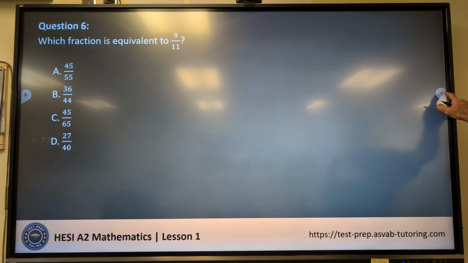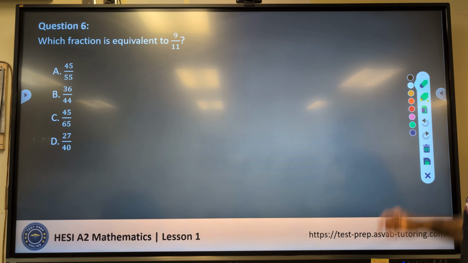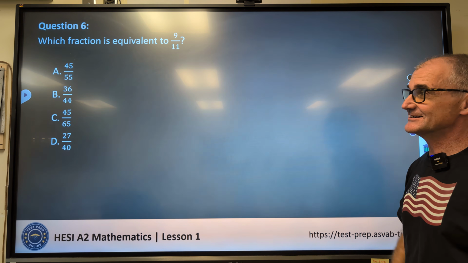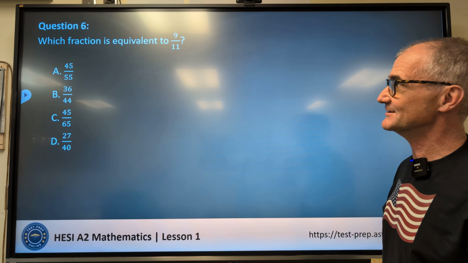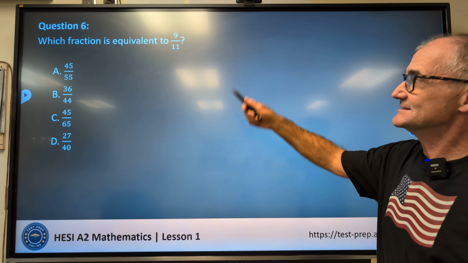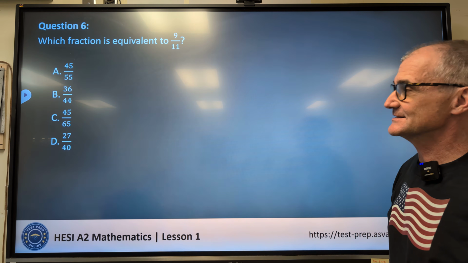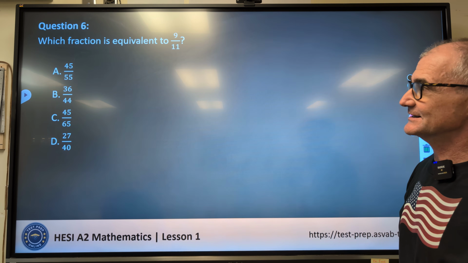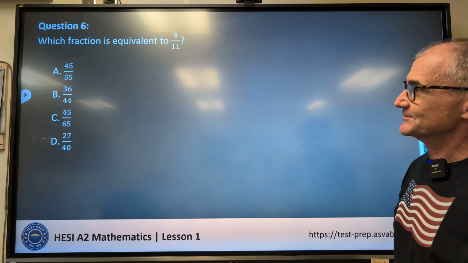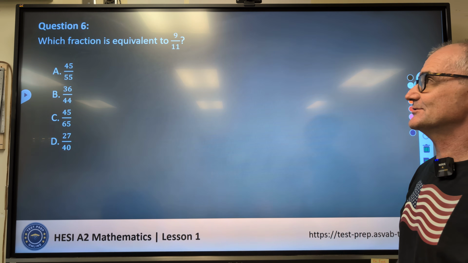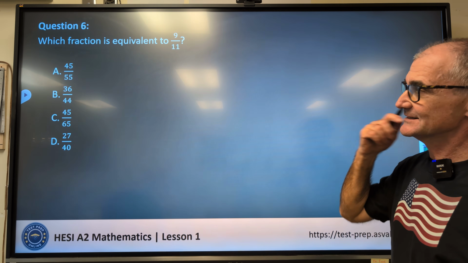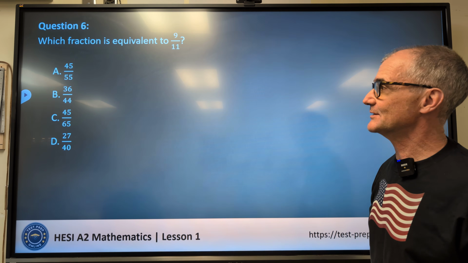Okay, question number 6, moving on to fractions. If you're still here, good on you for working so hard. Hopefully you're doing these problems with me. What is the equivalent of 9/11ths? This is kind of a tricky one. I think probably through order of elimination is the best way to do this problem.